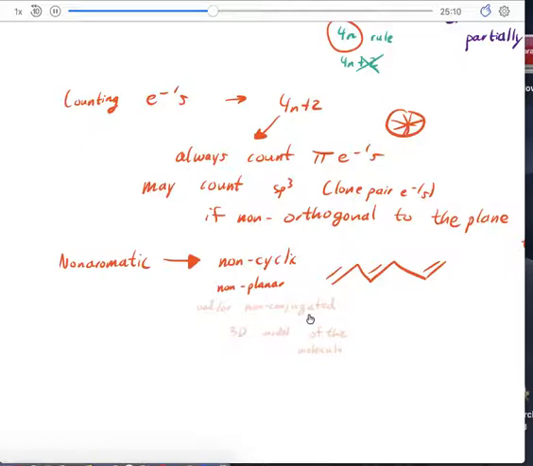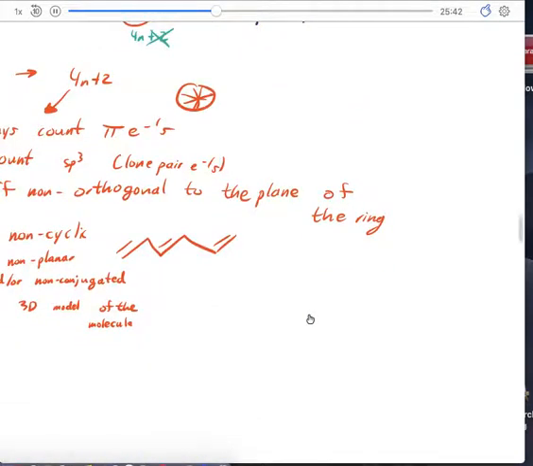So non-aromatic is typically non-cyclic, non-planar, and or non-conjugated. And the only way to really explain that is if you have a three-dimensional model of the molecule. Like you saw with the octatetraene, you actually had to look at that molecule first to determine, oh, it's non-aromatic. In its flat form, it's aromatic. In its normal form, it's non-aromatic. Okay, so we've gone over that pretty well.